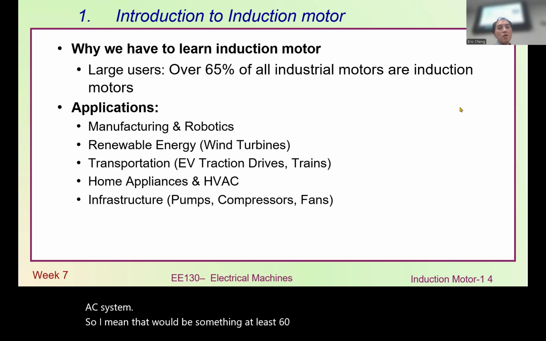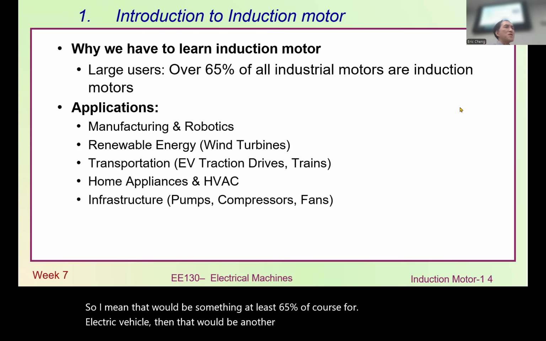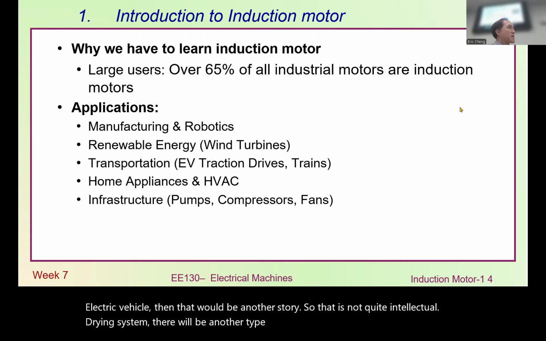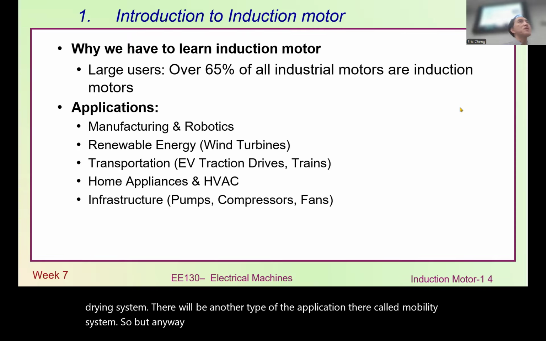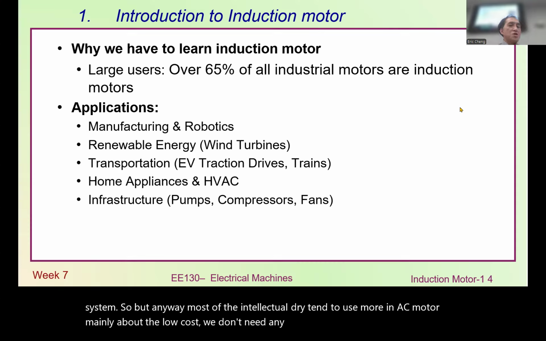Of course, for electric vehicles, there will be another story. That is not quite an industrial drive system. There will be another type of application, called mobility systems. But anyway, most industrial drives tend to use more AC motors, mainly because of the low cost. We don't need any permanent magnet. So in a way it will be quite straightforward.